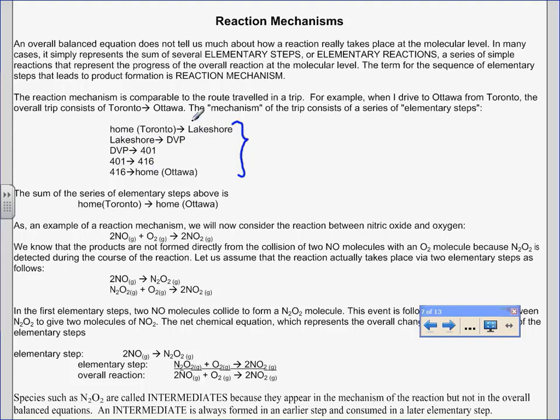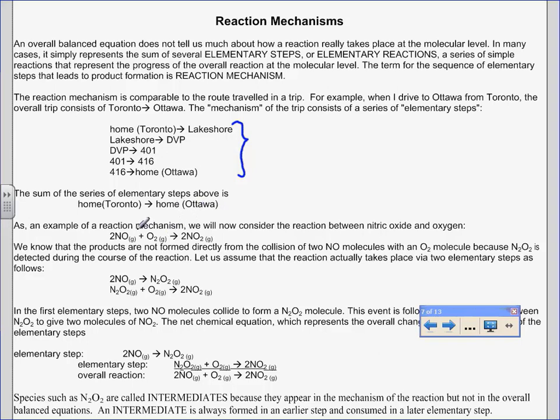Okay, the lakeshore, the DVP, the 401, the 416, these are what are called intermediates. So they're not part of the overall journey. The overall journey is going from Toronto to Ottawa. And when we add up all of these elementary steps, that's what we see as the overall journey. So we've done a lot of adding up of reactions in this course. And this is another case where we can add up the elementary steps to get the overall reaction.